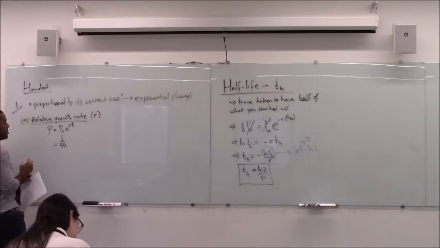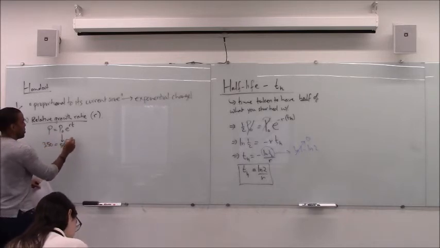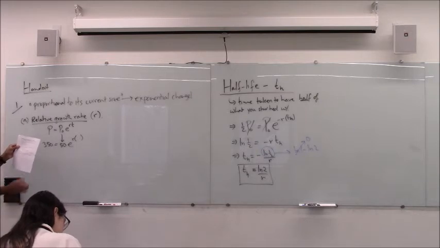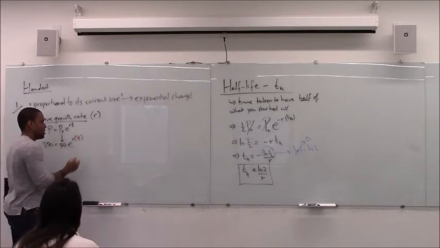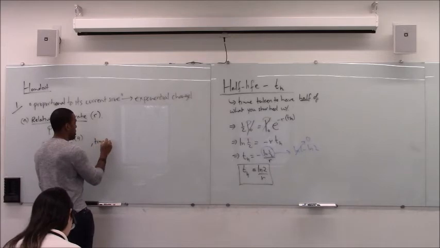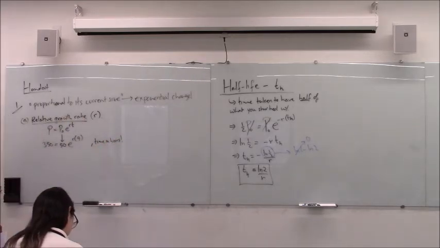At 10 a.m. there were 50, and eventually it grew to 350. We know that a certain amount of time passed here. So at 10 a.m. there were 50, at 3 p.m. there were 350, so I can say at t equals 5. Time is measured in hours here. So that's my equation. I can now solve for r.